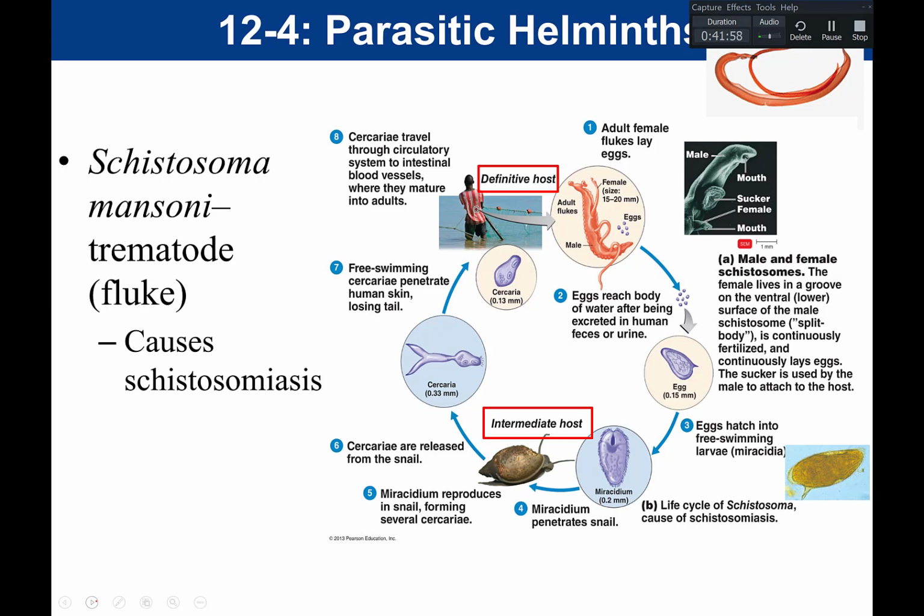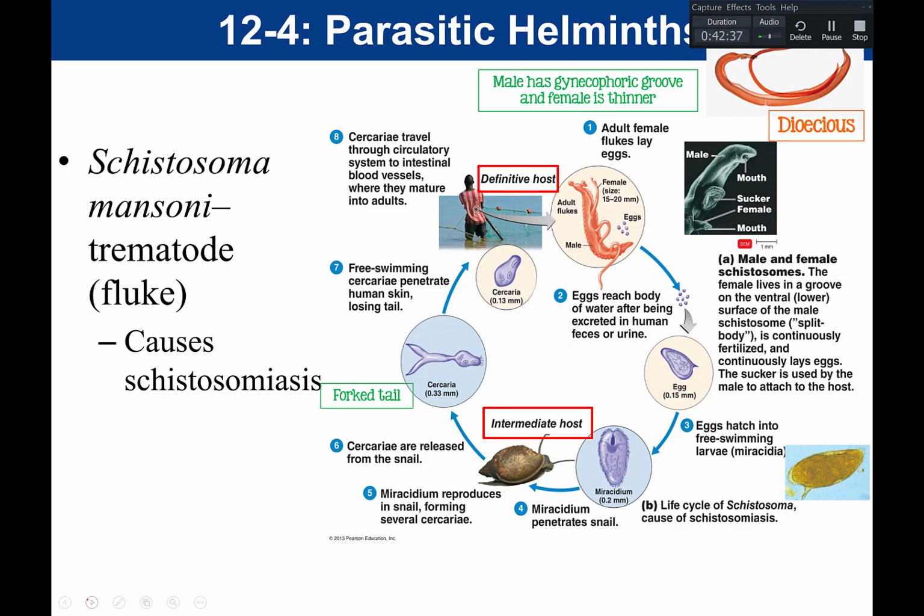So next we're going to come to Schistosoma mansoni. And Schistosoma mansoni is a trematode, which is a flat, unsegmented worm referred to as a fluke. And Schistosoma causes schistosomiasis. And more than 200 million people are infected worldwide. If you look at the adults, there are 2 worms, which tells you that the worm is going to be dioecious. It has a male and a female that are separate.